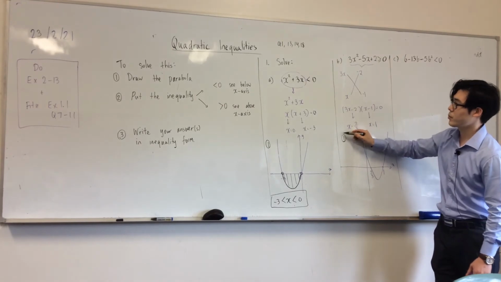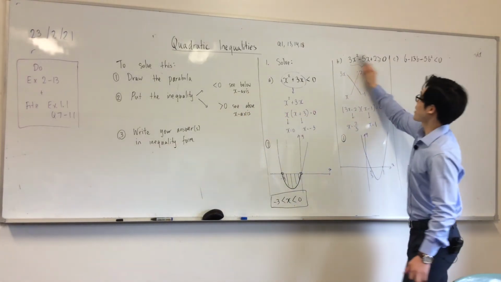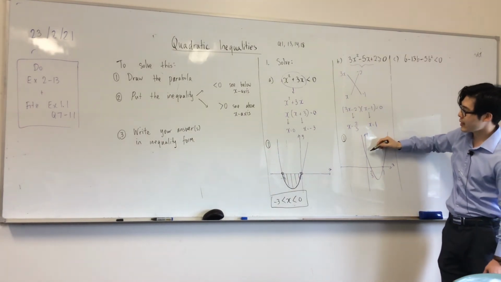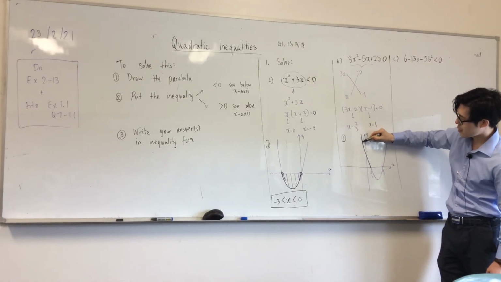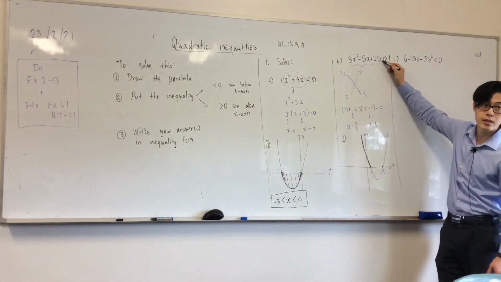Okay, now let's apply this now. I've just done step number 1. Step number 2. If that whole thing is bigger or equal to 0, that means you're looking at above the x-axis part of the graph. Okay, including that point because it's got the equal sign.